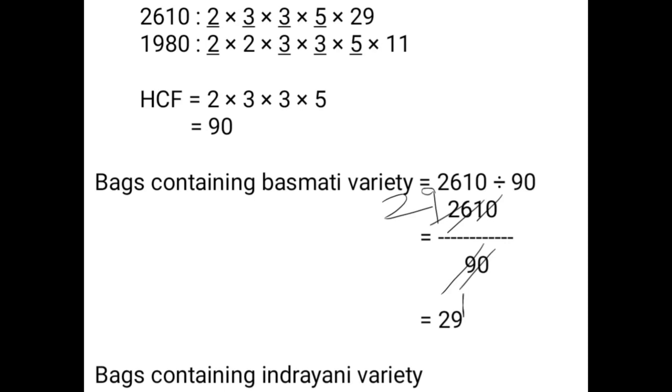Bags containing Indrayani variety is equal to 1980 divided by HCF, that is divided by 90. That is equal to 1980 upon 90. Cancel 0 in numerator and denominator. Then you have to divide 198 by 9.